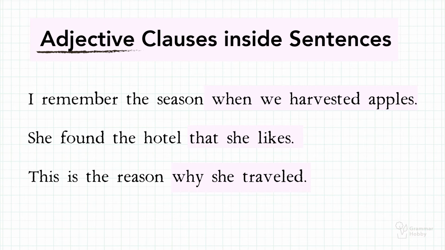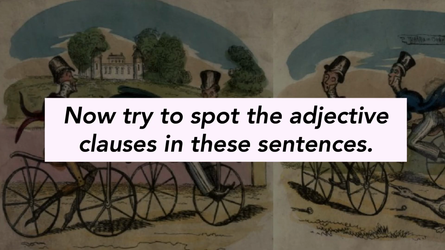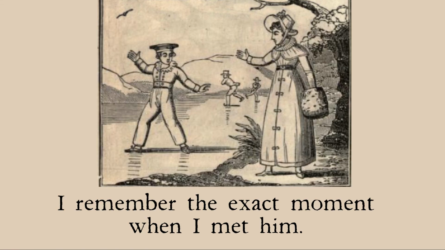She found the hotel that she likes. This is the reason why she traveled. Here, when we harvested apples, that she likes, and why she traveled, are adjective clauses that describe the nouns, season, hotel, and reason. Now try to spot the adjective clauses in these sentences.